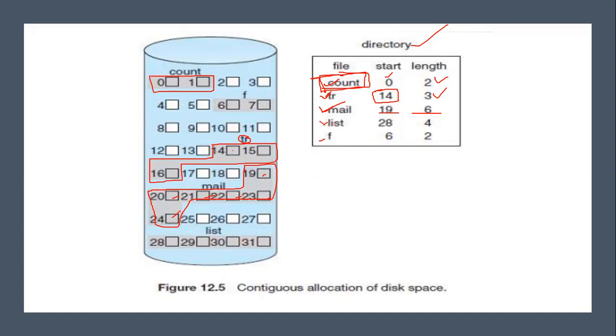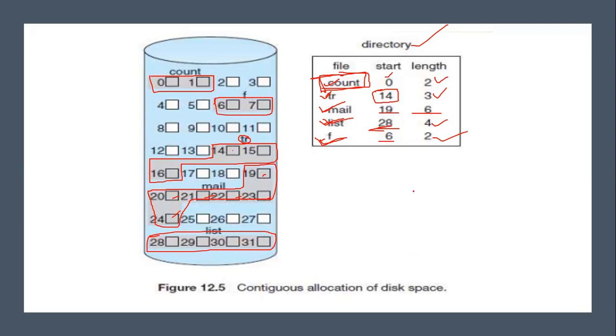The next file name is list. List starts from 28 and the size is 4. So 28, 29, 30, 31 are allocated for list. Next we have the file if. If starts from 6 and takes 2 blocks. The size is 2 blocks, and they must be allocated continuously.